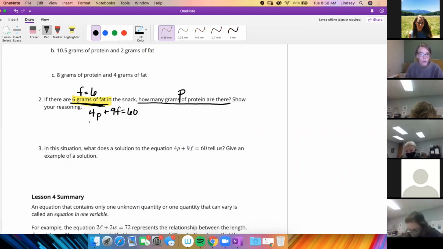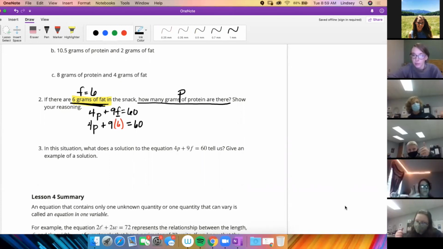We know this is 4. Do we know what P equals? No, so that stays P. That's plus, that's 9. Do we know what F equals? 6. We're going to substitute the 6. And that all equals 60. Give me a thumbs up if that part right there makes sense, what we just did. Okay, awesome.